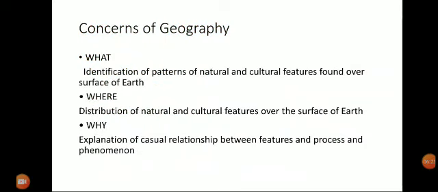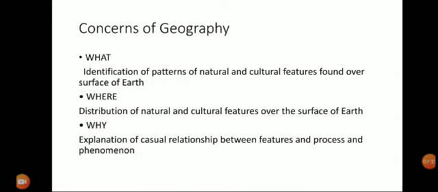Geography usually asks three types of questions. First is what: the identification of the pattern of natural and cultural features found over the surface of the earth. In the what questions we see in what type of environment, in what type of climate, what types of human beings are present, what the vegetation is, what the source of income is there. All these questions come under the what.